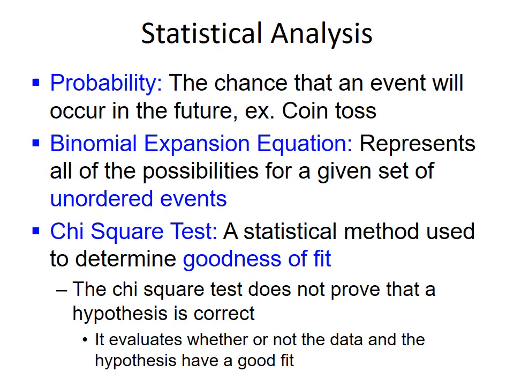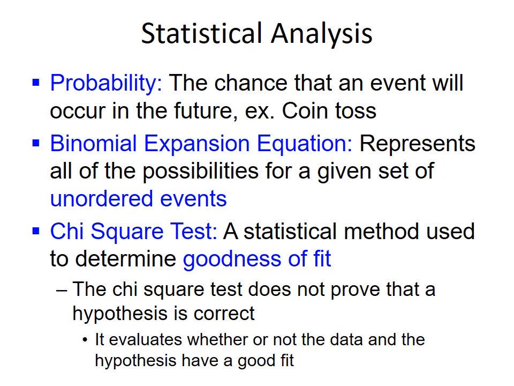You can also do more of a statistical analysis, which is basically a deeper analysis. So we have our probability. That one's very easy and straightforward. But then you also have what we like to call a binomial expansion equation. This is when you start to look at all the possibilities in an unordered event.